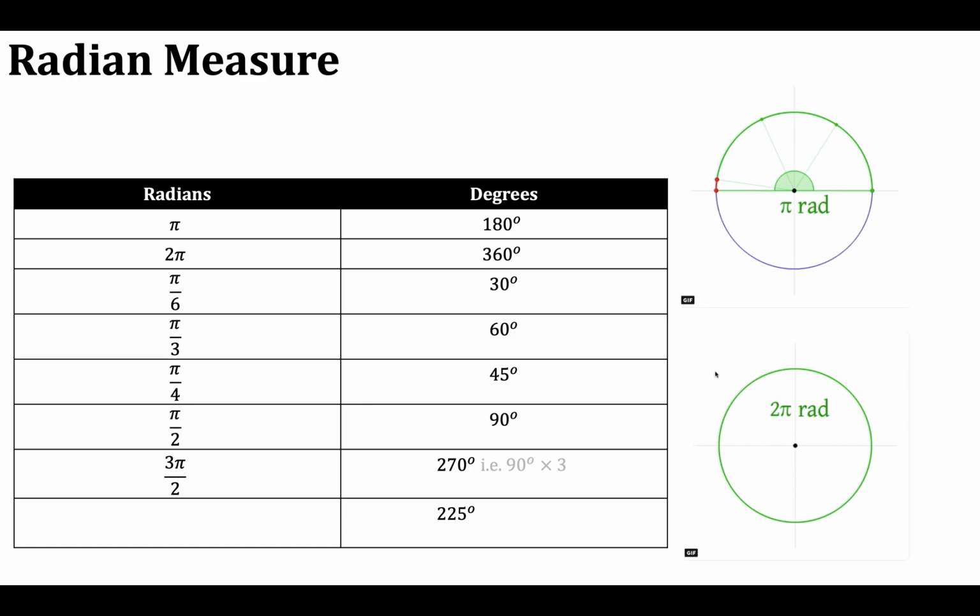We'll now look at 225 degrees, and now just looking at all the values that I know, the most likely one that I'm going to use here is 45. So that is actually 45 degrees multiplied by 5. Now 45 degrees in radians is pi over 4. So 225 degrees must be 5 pi over 4.